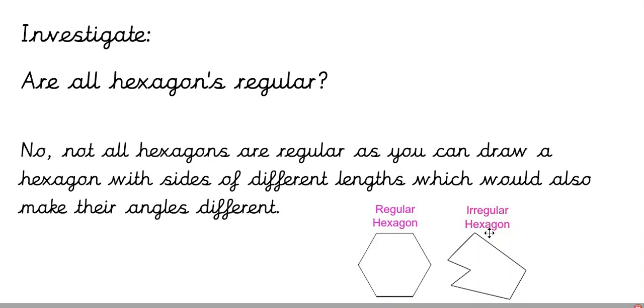And we've got the irregular hexagon, which has got at least 3 different size lengths and lots of different sized angles, because we've even got a reflex angle here, look, in our irregular hexagon. Well done if you got that correct.